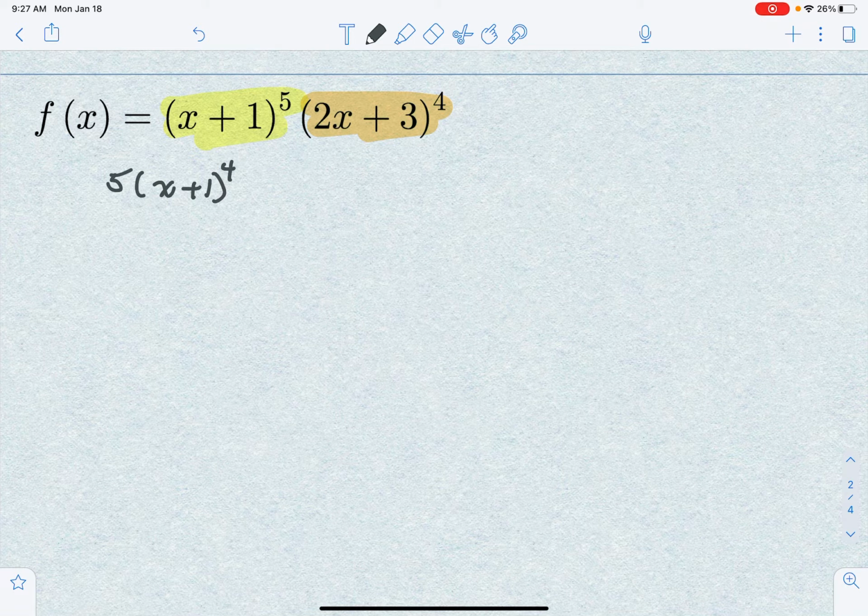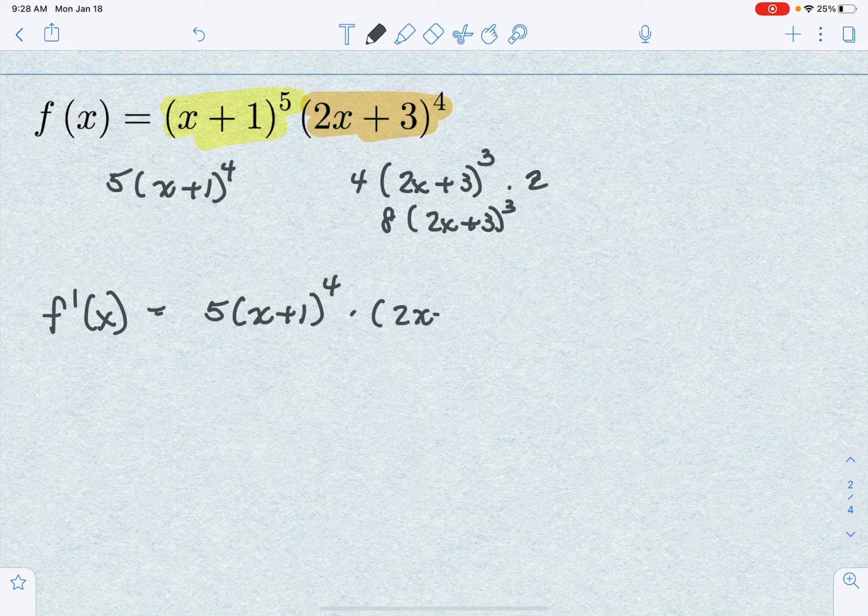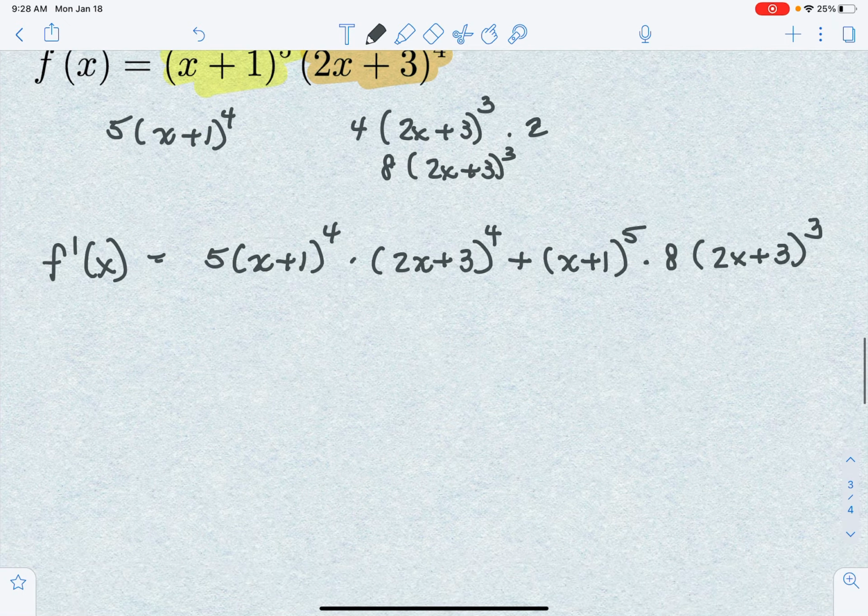The second one over here is 4 times the thing to the third times the derivative of the thing. And then I'm actually going to pull that together and write that as 8 times 2x plus 3 to the third. So that means the derivative of our product is the derivative of the first times the original second plus the first times the derivative of the second. And now that might look okay to you, and honestly, that would probably be okay in most circumstances.